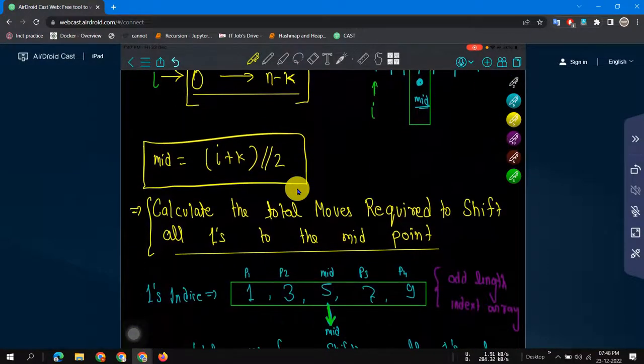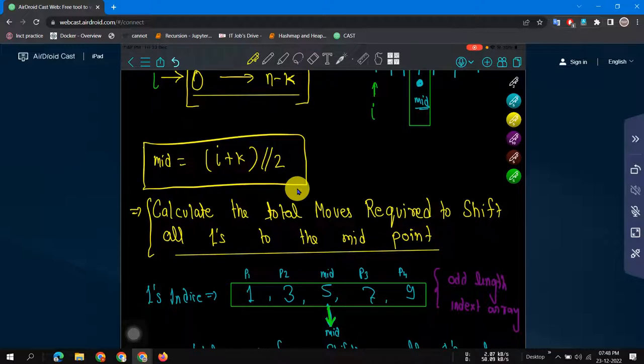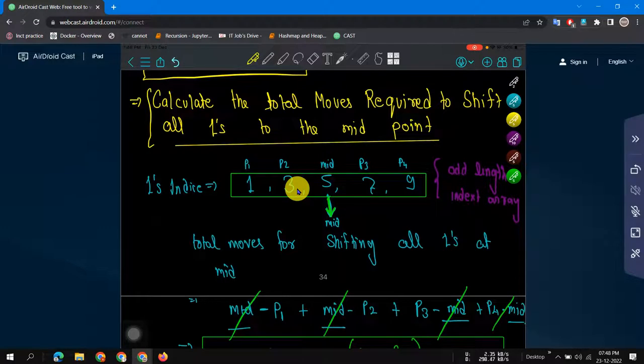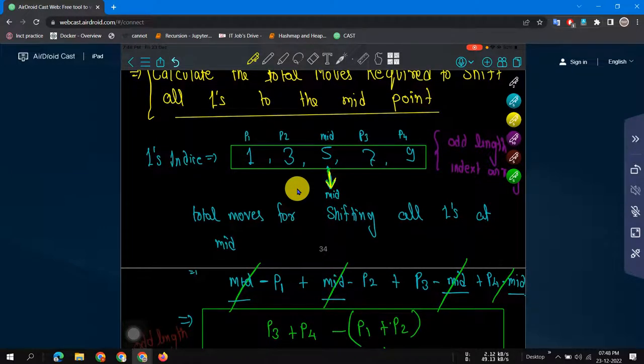So now what I am trying to calculate is the minimum moves that I require to collect every one to a particular midpoint, right? Now what I have done here is I have written out the indices of all the ones, and let's say this is a midpoint. Then how can I calculate the total jumps? It will be mid minus p1 plus mid minus p2. If this is mid and these are p1, p2, p3, p4, it will be mid minus p1 plus mid minus p2, and then p3 minus mid because p3 is greater than mid, and then p4 minus mid.